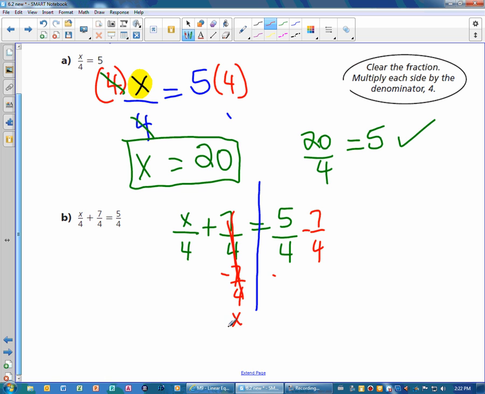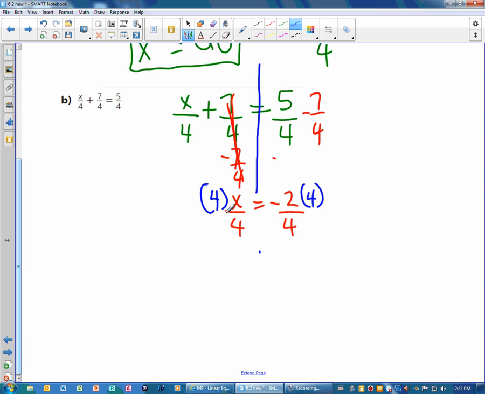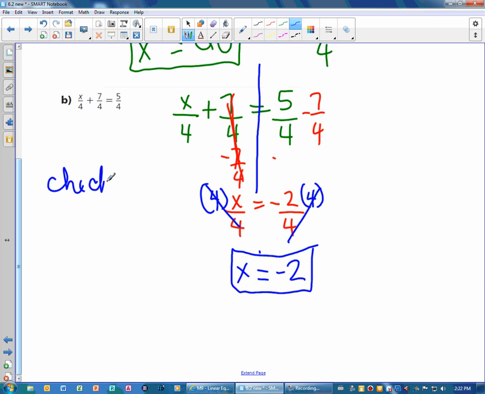So I have x over 4 makes 5 fourths minus 7 fourths is minus 2 fourths. Okay. Now, how do I get rid of dividing by 4? Dividing by 4, the opposite is multiply by 4. If I do it to one side, do it to the other. Cancel, leaving x. Cancel, leaving -2. There's my solution.